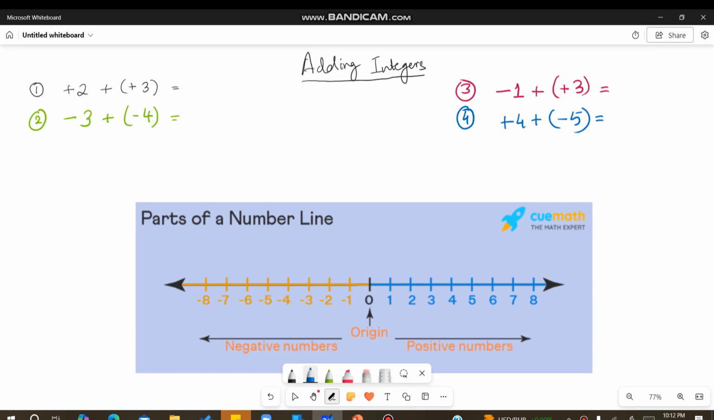Today we're going to learn how to add integers. We're going to use the number line to understand the concept. I will give you 4 different examples and then we will see a pattern at the end. So let's begin with the first example.